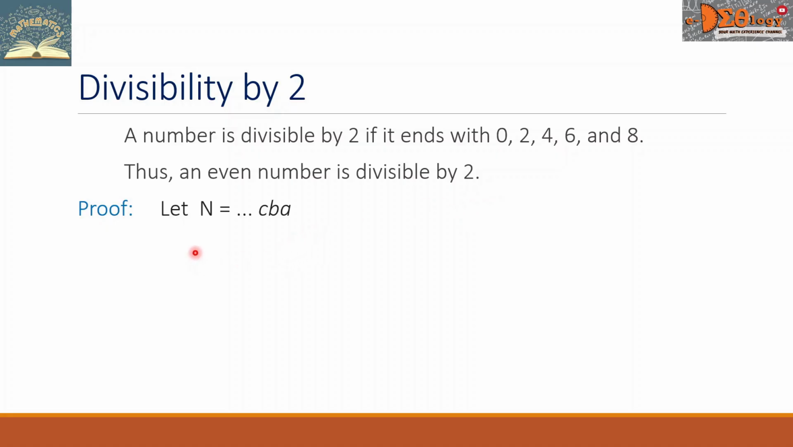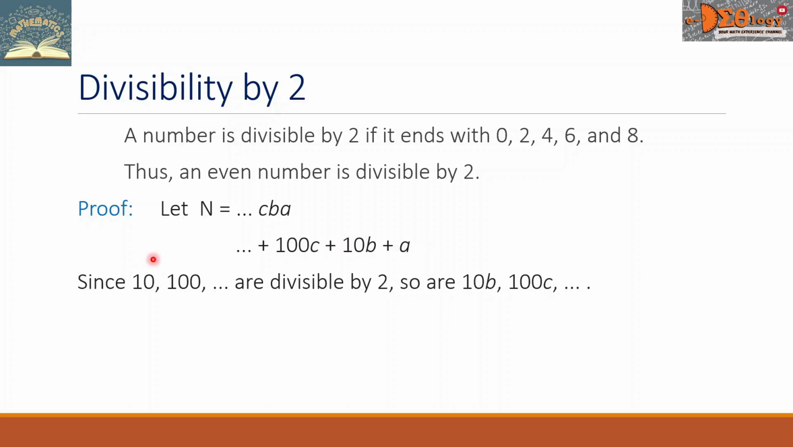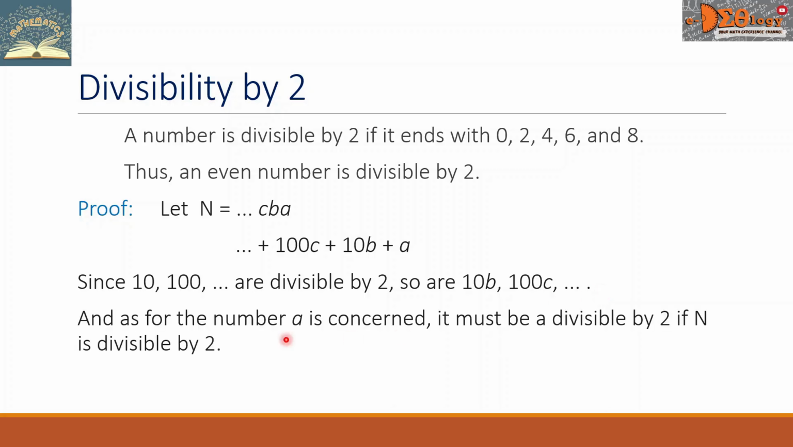Here's the proof. Let capital N equal CBA. In general form, we write this as ... plus 100C plus 10B plus A. Since 10, 100, and so on are divisible by 2, so are 10B, 100C, and so on. And as for the number A is concerned, it must be divisible by 2 if capital N is divisible by 2.